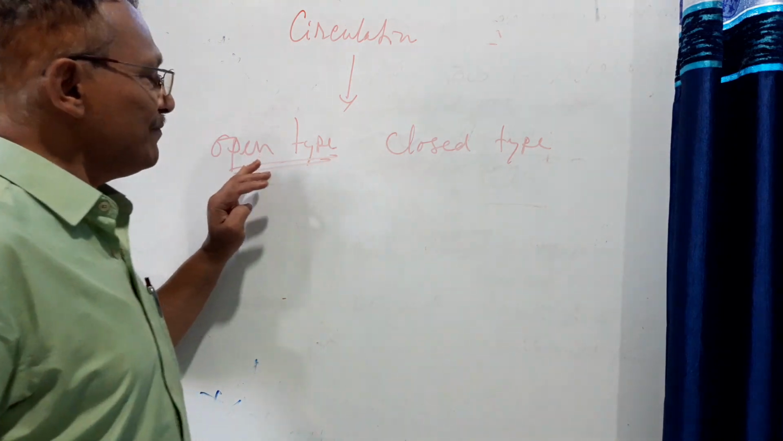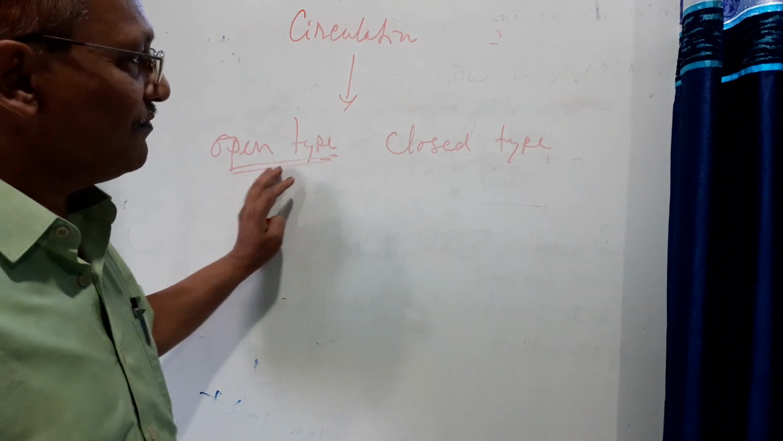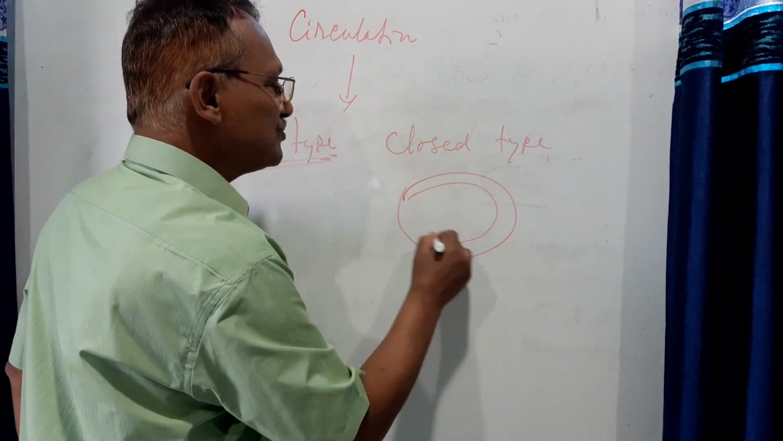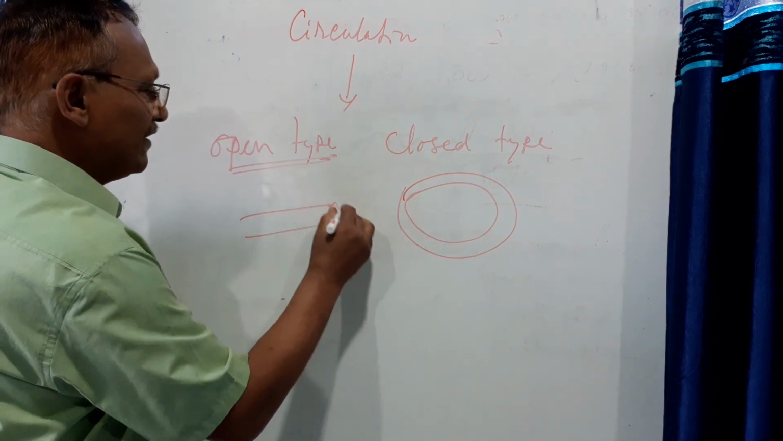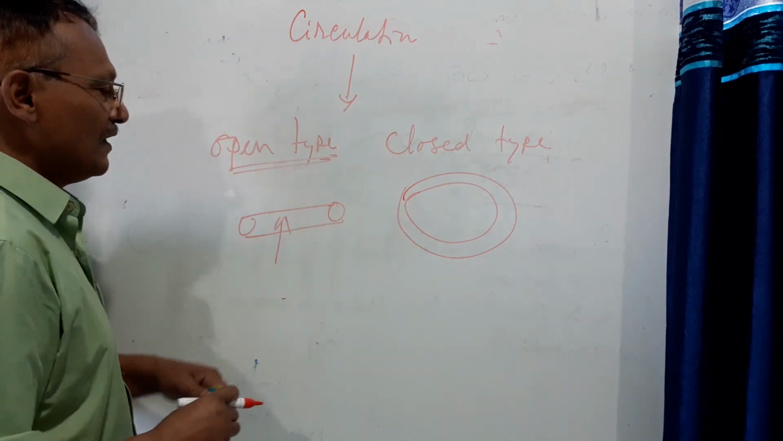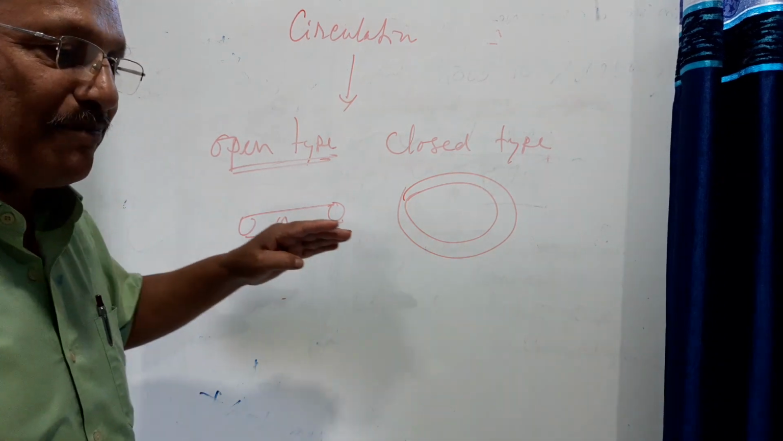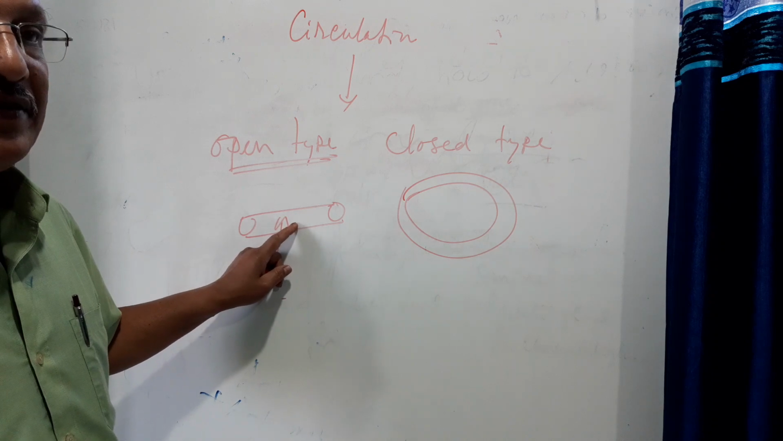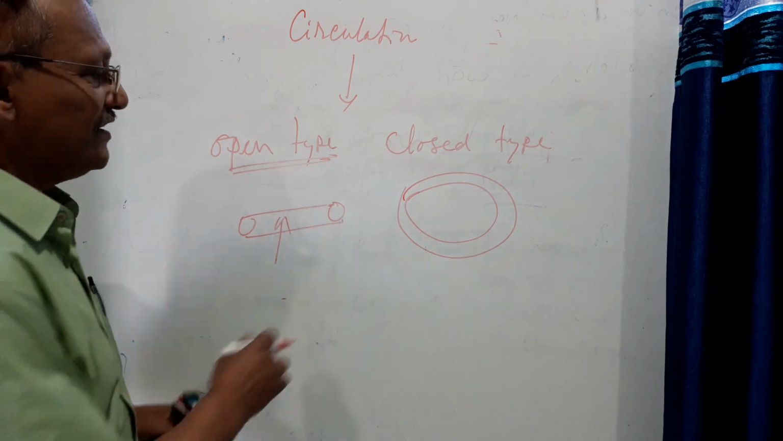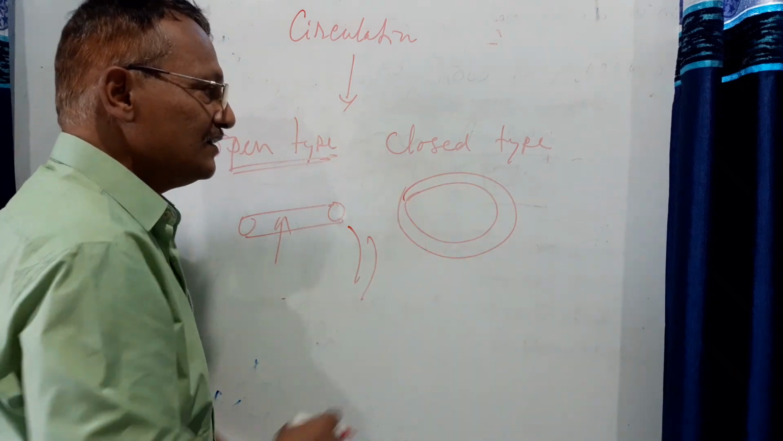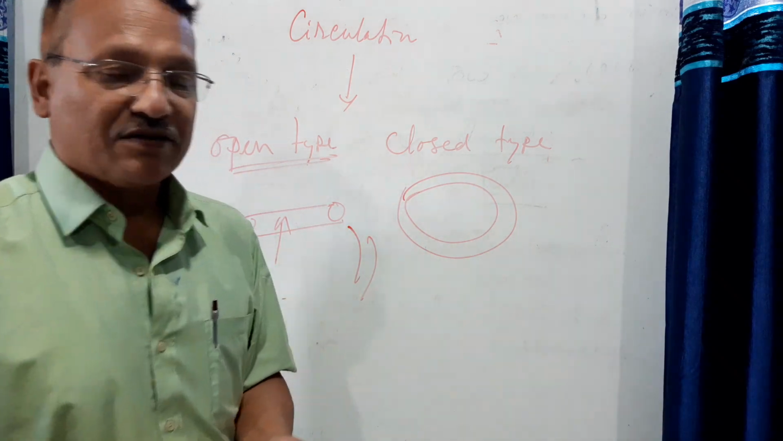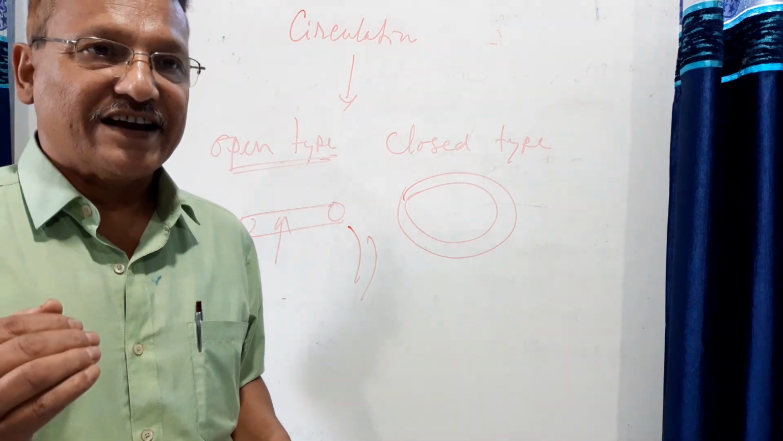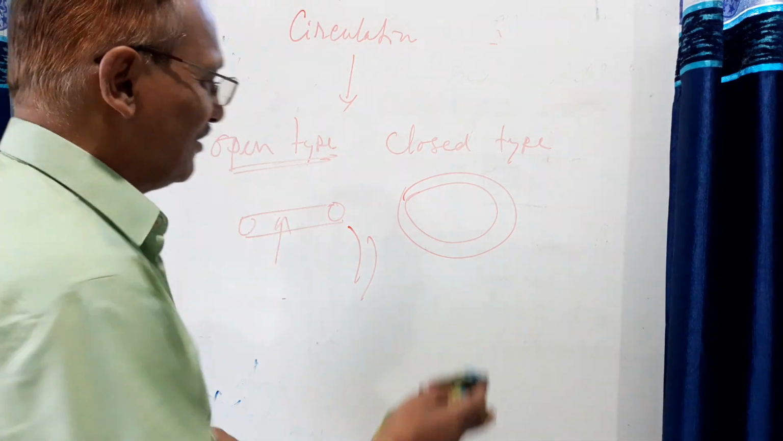This is called open type circulating system and closed type. Closed type means the system is closed, but here the system is open. In some phase or part, the circulation flows in a limited tubular structure, and another part is open, and the fluid circulates inside the body. My discussion will be restricted to insects, as we are students of entomology.